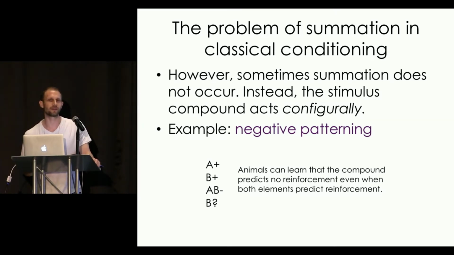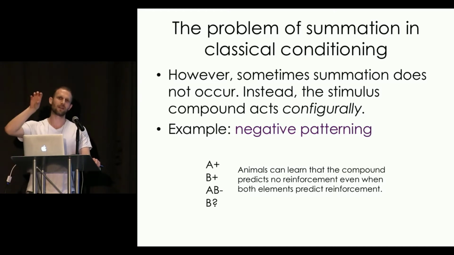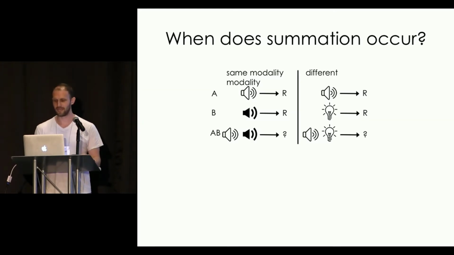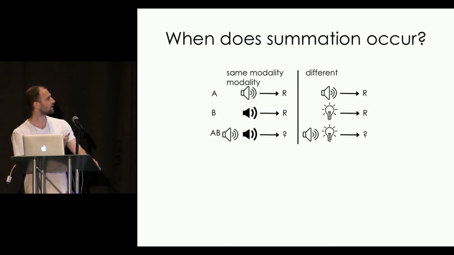One clue to this puzzle is the observation that the position of stimuli in perceptual space matters a lot. Let me give you an example of this. We can compare two different compound conditioning regimes, one in which the stimuli are from different modalities, like a tone and a light, and one where they're from the same modality, like two tones. It turns out that you will only see a summation effect when they're from different modalities. When they're from the same modality, they act configurally, and you fail to see a summation effect.